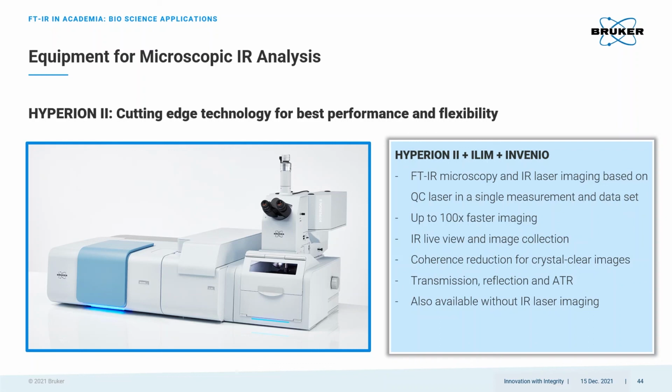As I said, infrared laser imaging is an option to Hyperion II. You can also use it without laser imaging with a single pixel detector or a focal plane array detector. However, I strongly suggest that you don't miss the IR laser imaging feature and its capabilities. So please check our website and media channels for more information and use cases.